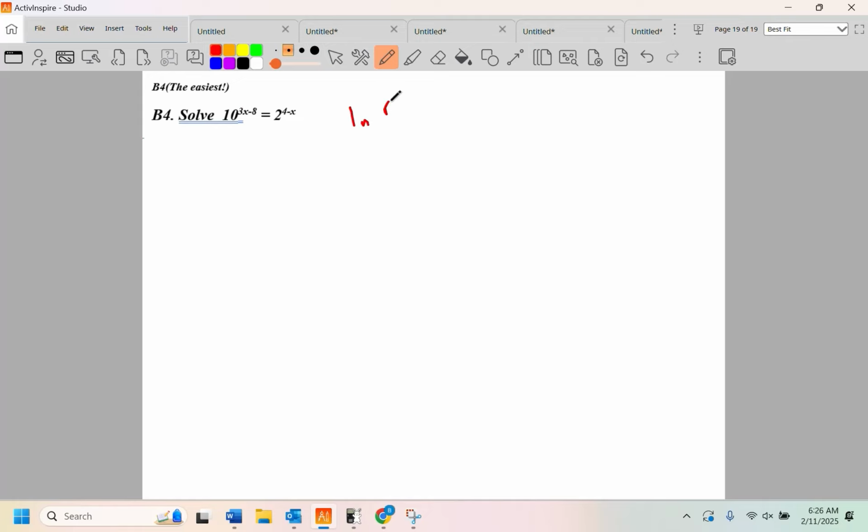It's called ln both sides. And this actually does kind of do the conversion. This creates the base we need. So we'll introduce an ln on the left. I'm going to wrap that 10. Ln of 2 to the 4 minus x.